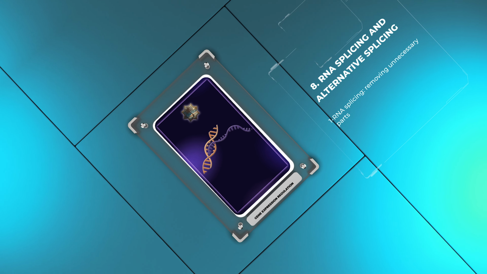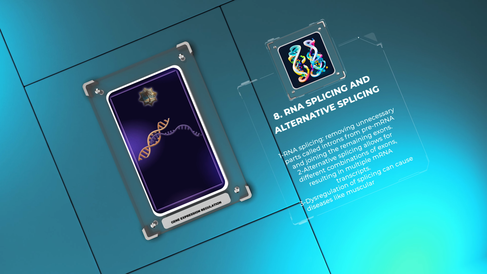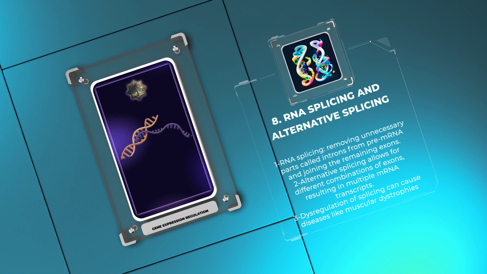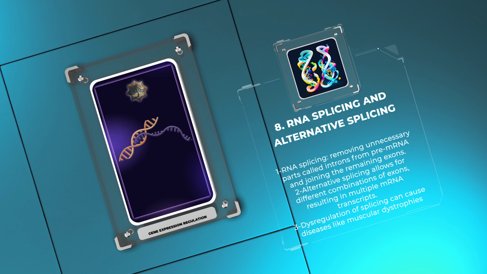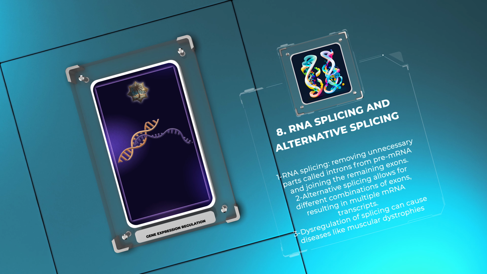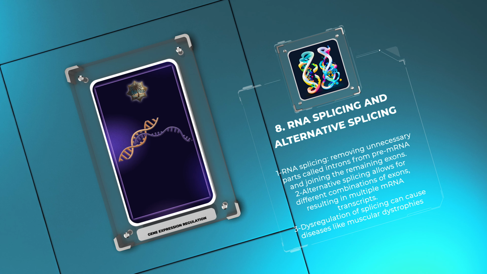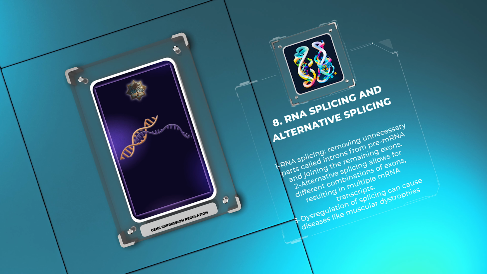RNA splicing is a vital part of gene expression, removing unnecessary parts called introns from pre-mRNA and joining the remaining exons. Alternative splicing allows for different combinations of exons, resulting in multiple mRNA transcripts. Dysregulation of splicing can cause diseases like muscular dystrophies and neurodegenerative disorders.